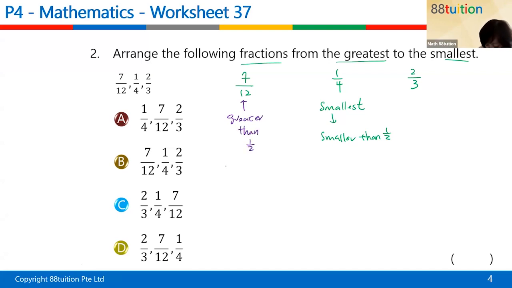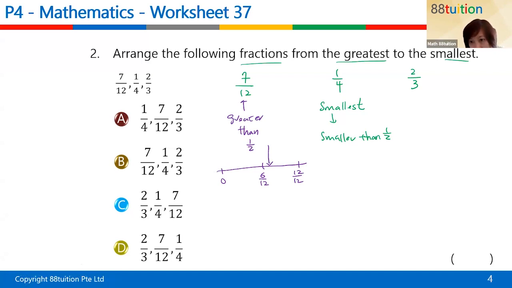How do you know it's greater than half? Because if you see, from here to here you have 12 parts, right? This is 0. So 6/12 is here, and here is 7/12. So this one must be greater than half.